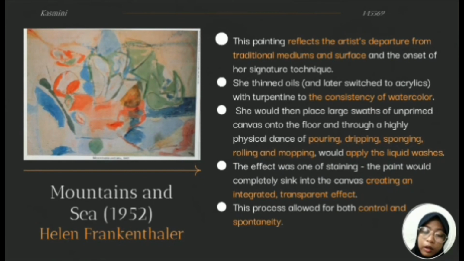And by the way, the title of this artwork is Mountains and Sea, produced in 1952.